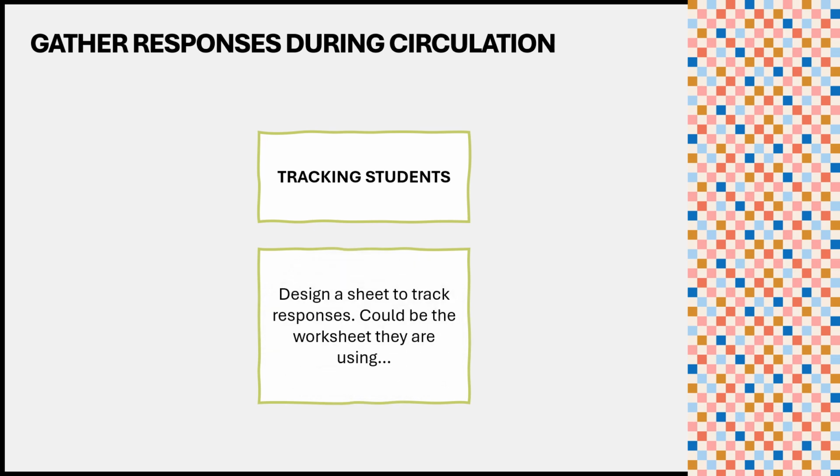When we're thinking about checking during circulation, we're thinking about actually tracking students, and how we start to track their responses, whether those be verbal responses or written responses. One of the things that we can try is to design a sheet to track those responses. Usually the best option would be to simply use a worksheet that the students will be using in the lessons anyway, so it saves us any additional work. That worksheet can be used to track the students' answers as we circulate around and then plan the responses that we are going to give.